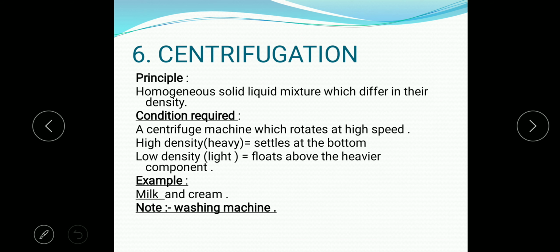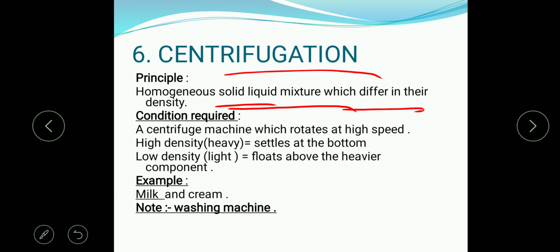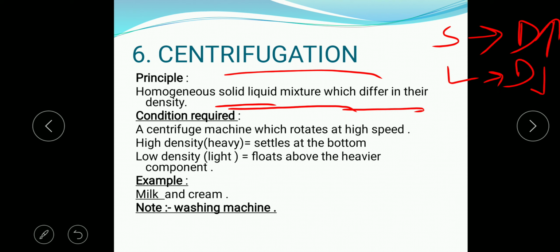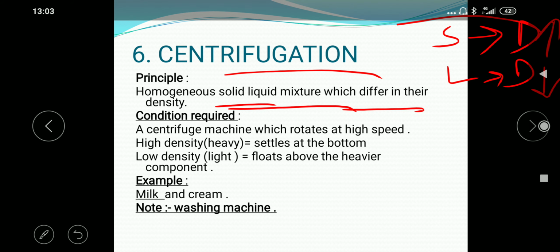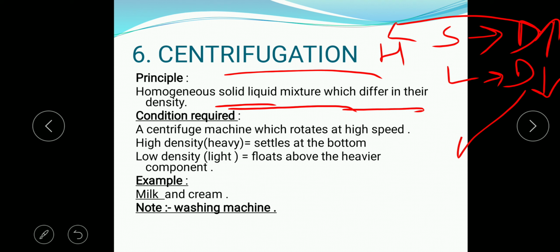Now the next method for separation of solid liquid mixture is centrifugation. So what is the principle? Homogeneous. You know homogeneous, when you cannot distinguish between the constituents of the mixture, it is known as a homogeneous mixture. So a homogeneous solid liquid mixture which has a difference in the density of its constituents. It means one may have higher density and one may have lower density. The constituent which has higher density will be heavy and the constituent which has lower density will be light in weight.